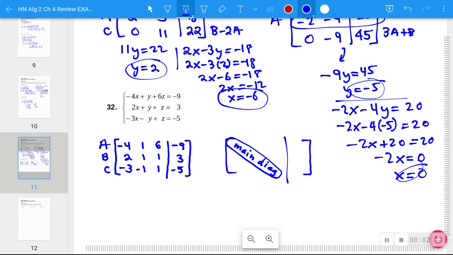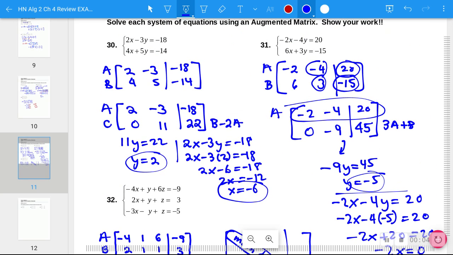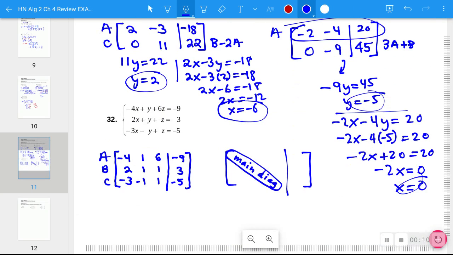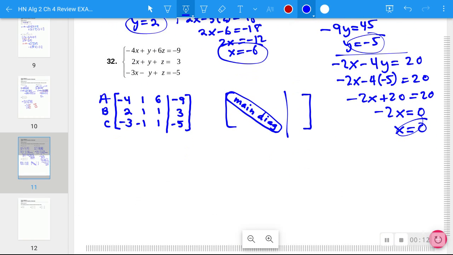Okay, we're continuing with the Honors Algebra 2. Let me show it to you. Honors Algebra 2, Chapter 4 review. And this is an example problem for number 31, or excuse me, 32. And I've got it set up a little bit here.